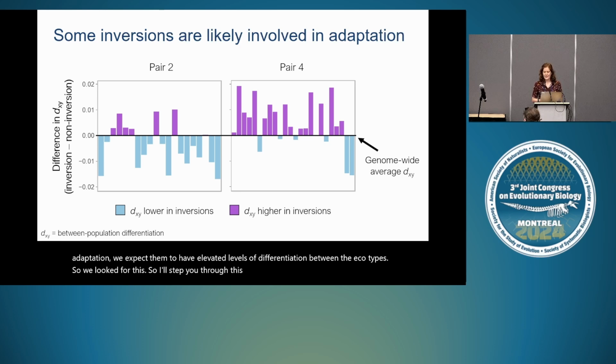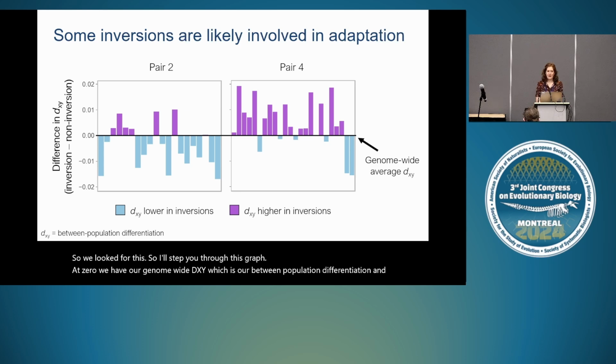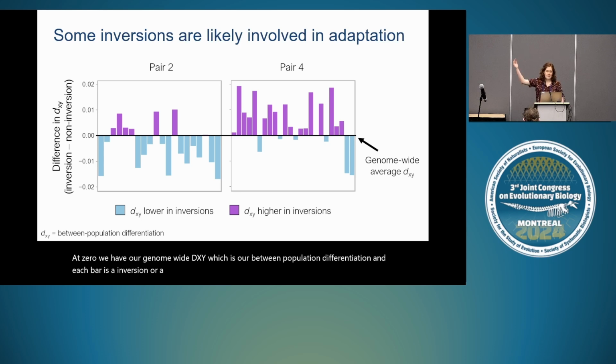At 0, we have our genome-wide DXY, which is our between population differentiation, and each bar is an inversion or a haploblock. Anything above the line has higher DXY compared to the average. Anything below is lower. So what we expect is that if an inversion is involved in adaptation, it's going to have higher DXY.